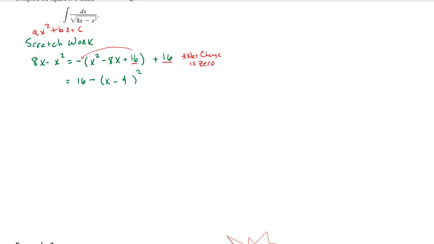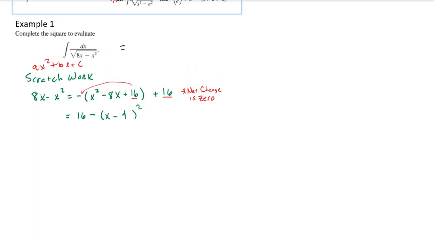So now I can write this as the difference of two squares. That means that this integral can be rewritten as the integral of dx over the square root of 16 minus (x minus 4) quantity squared. Now it helps if you remember that the integral of dx over the square root of a squared minus x squared is equal to sine inverse of x over a. That was in that table from above.